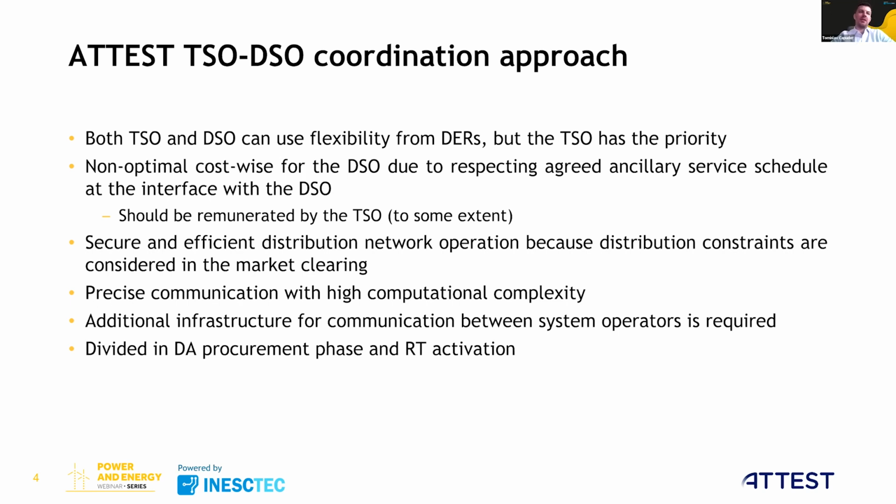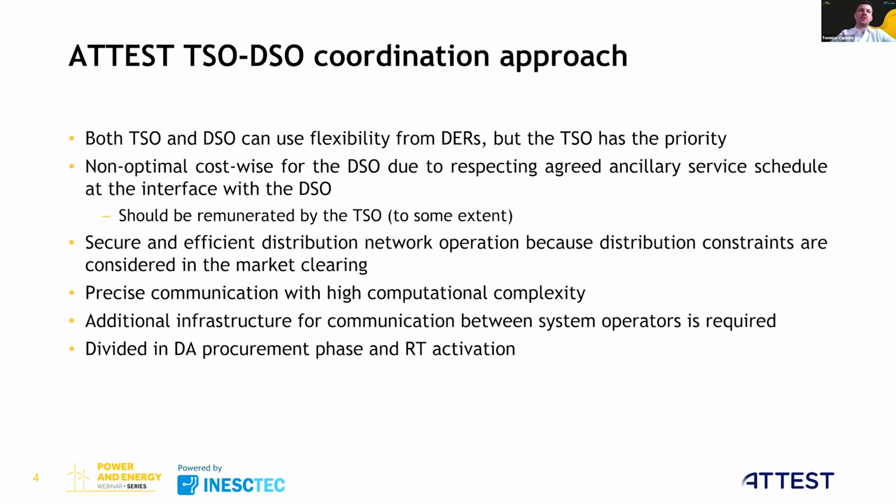Essentially, when you do something like this, only that integrated sharing or coordination model actually provides you a system global optimal solution. When you opt for something as we did, you get a non-optimal cost-wise solution for the DSO, as the DSO actually has to agree or respect the requested ancillary service from the transmission system operator. Our way of resolving this is that the TSO actually remunerates the DSO to an extent. We sort of model this with a penalty function, and I'll show this later on.